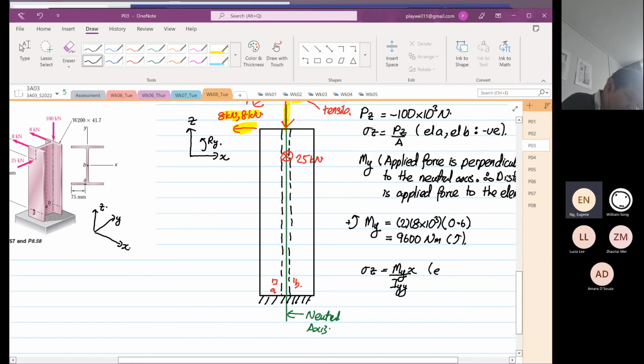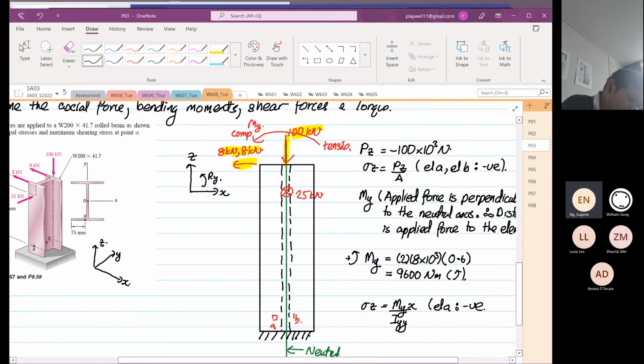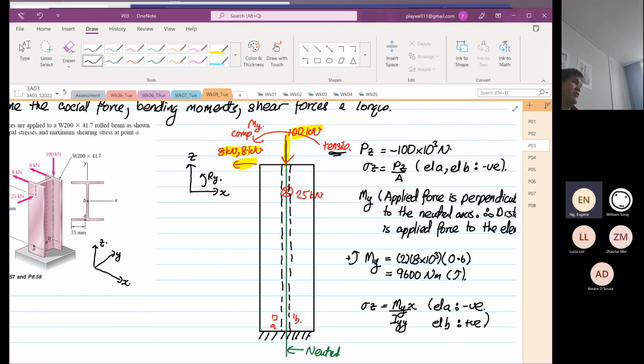So for element A, it's going to be compression relative to the neutral axis. And for element B, it's going to be tensile because it's on the right hand side, the tensile side of the moment. This is what I've taught you before in weeks 1 to 3, or 2.5. When is it compression, when is it tensile? Just by looking at the moment vector. Don't just rely on the formula, just look at the moment vector.